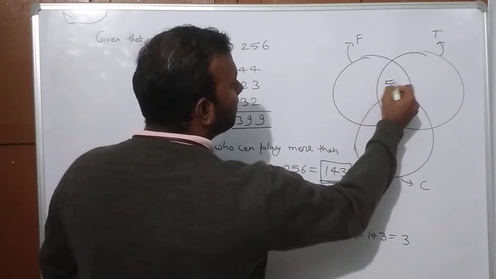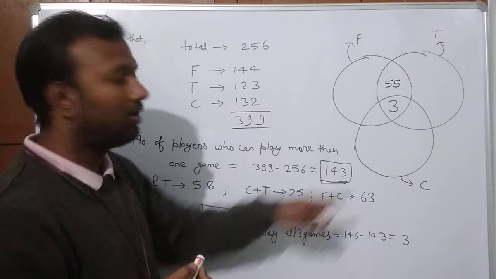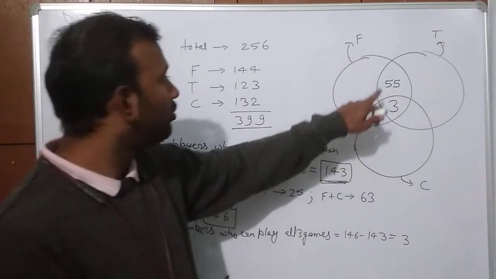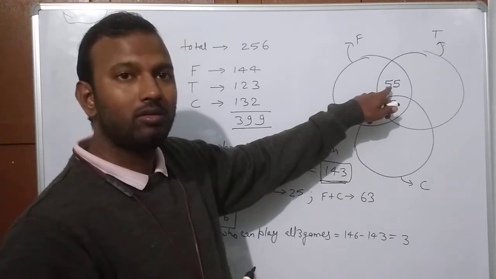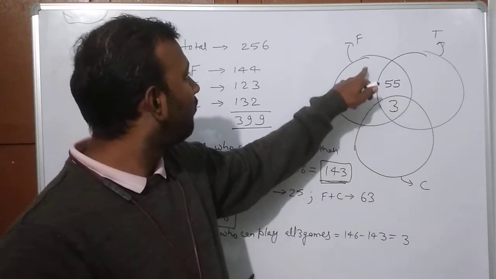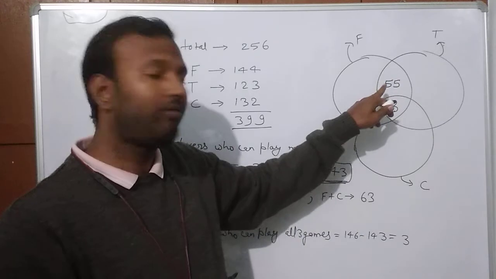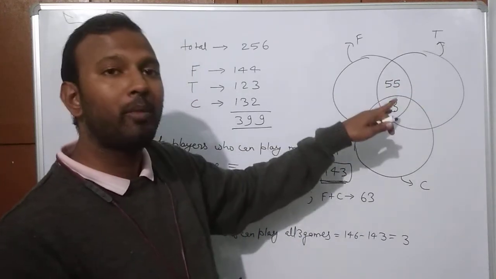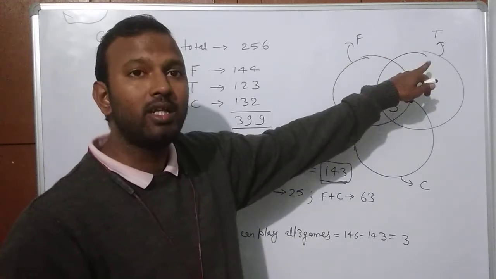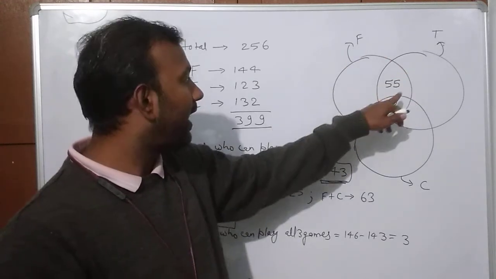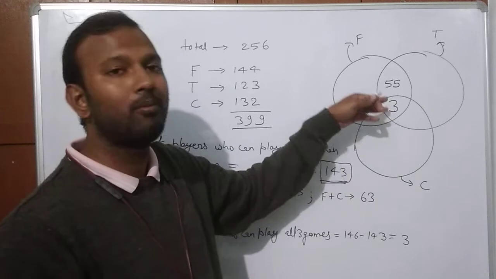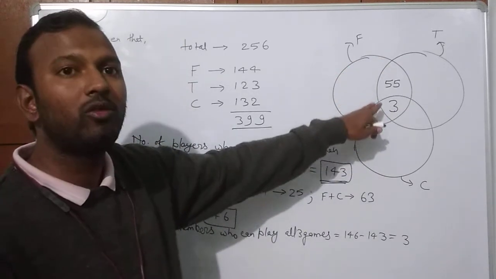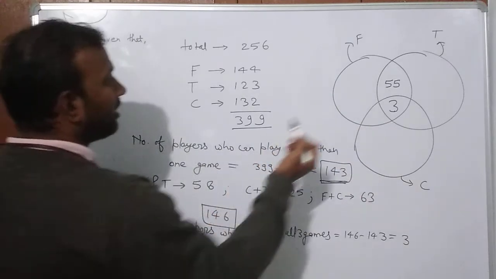3 plus 55 will be 58. So there are 55 members who can play football and tennis both. Only 55 members can play football and tennis, but 58 members can play football and tennis, in which three can play football, tennis and cricket. This is the meaning of the expression here.